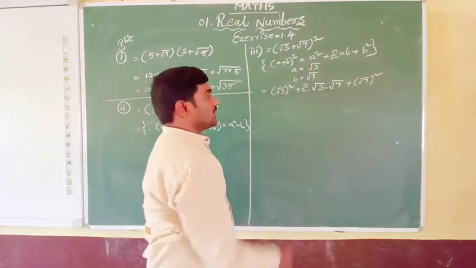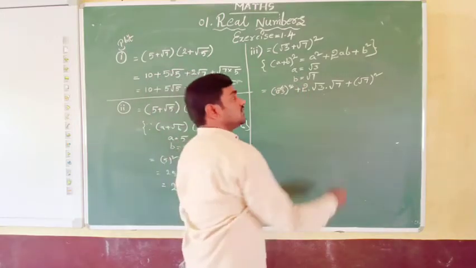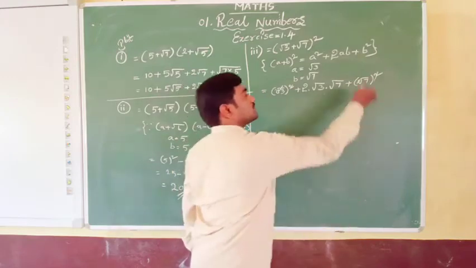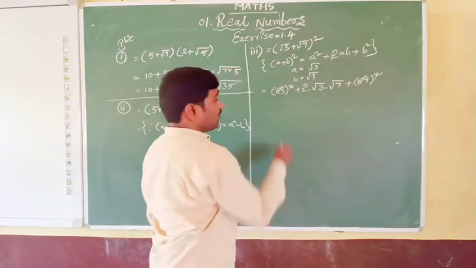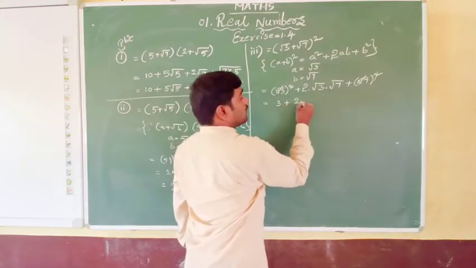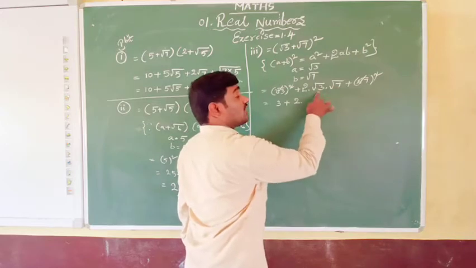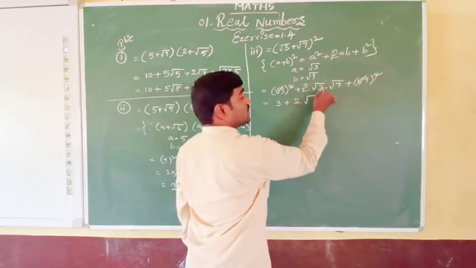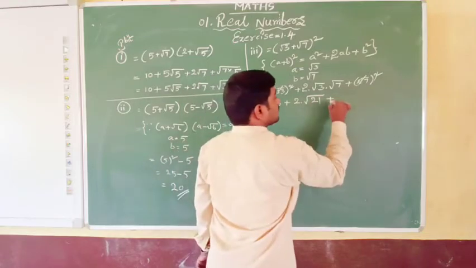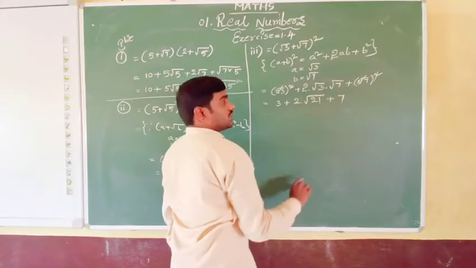See here, simple. This is a square root, so square and square root will get cancelled here. This is also a square root, square and square root will get cancelled. Simple. Then what is left here? Only 3 plus 2 into root 3 into root 7, under root of 3 into 7, that is under root of 21, plus here we can write 7, where square and square root get cancelled there.